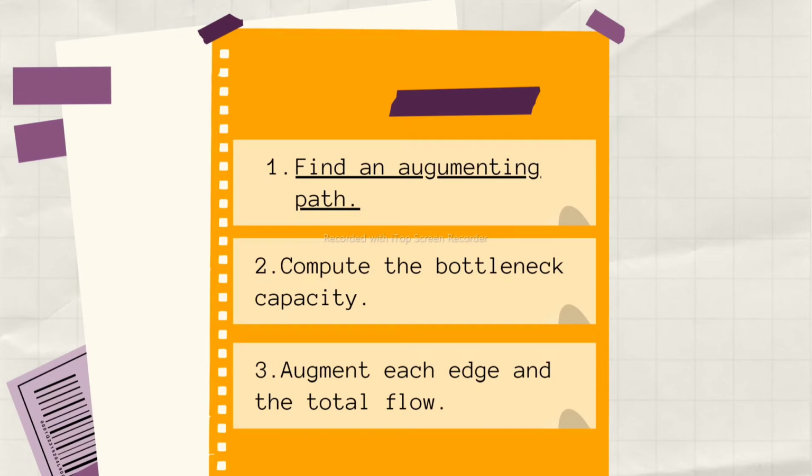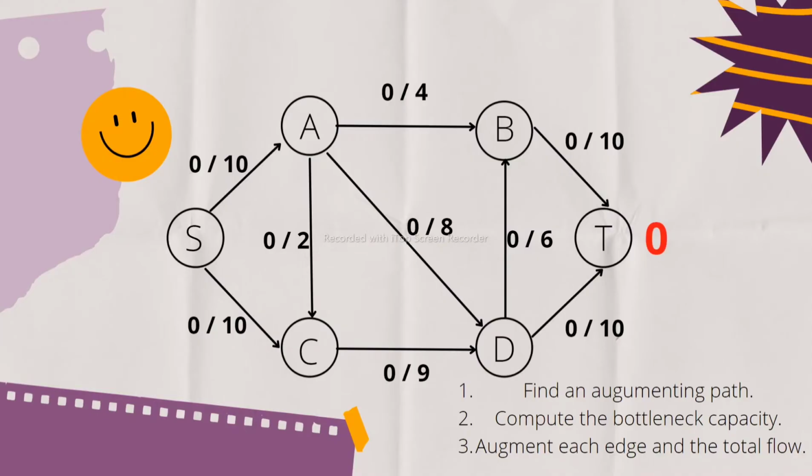Here's how we'll do this at each iteration. We'll first find a path and compute the bottleneck capacity, which is simply the edge in the path with the smallest capacity, and finally we'll augment our path. We'll repeat these 3 steps until we can't find an augmenting path. Let's start at S and look for a path to T, remembering the edges in our path must be non-full and forward or non-empty and backward.